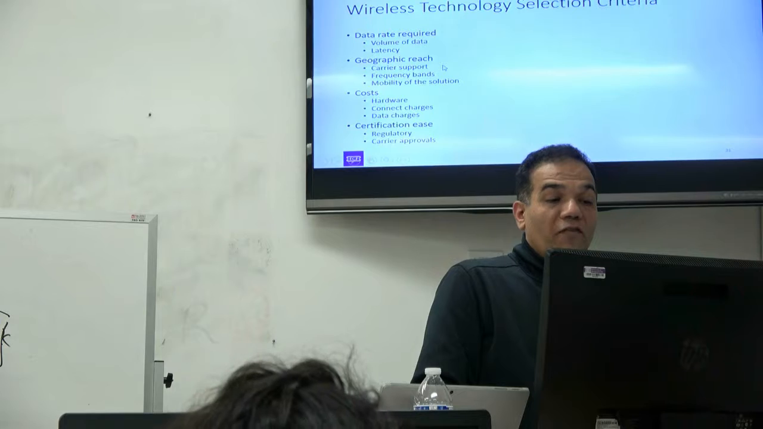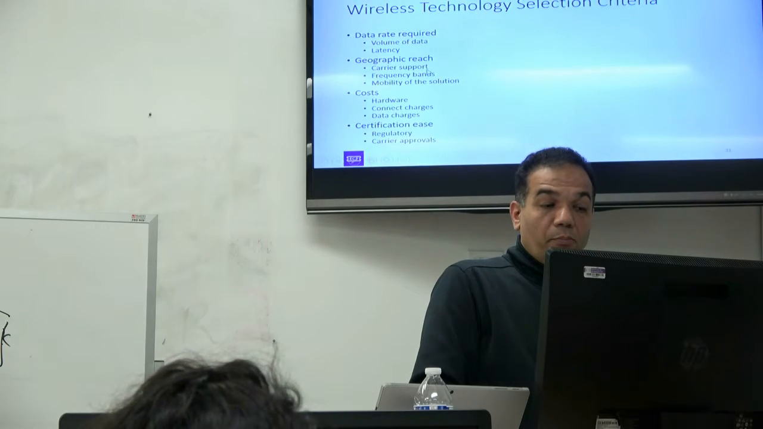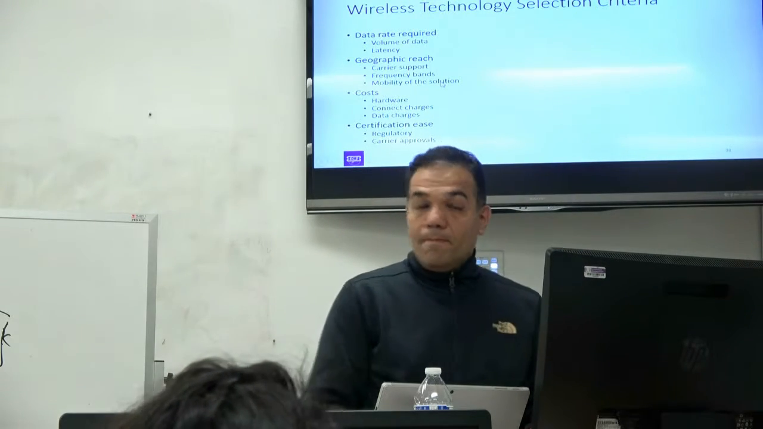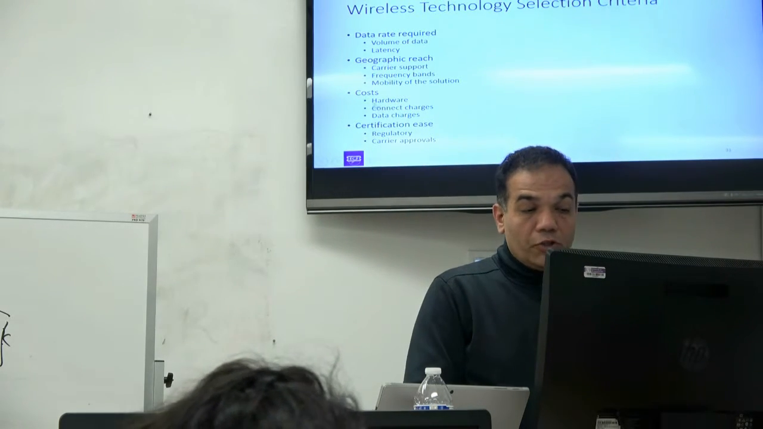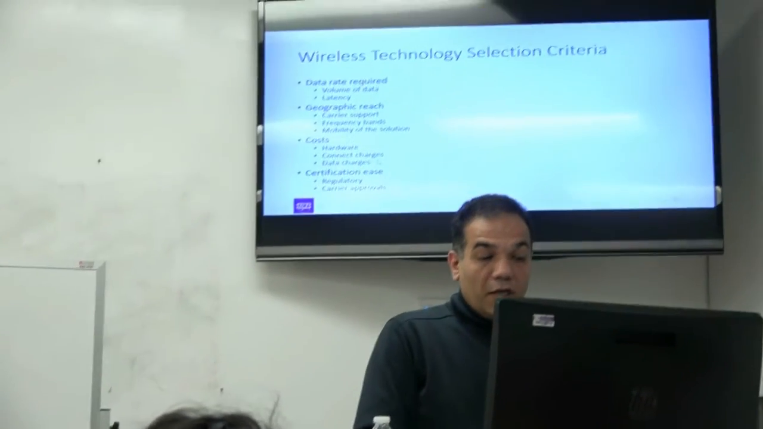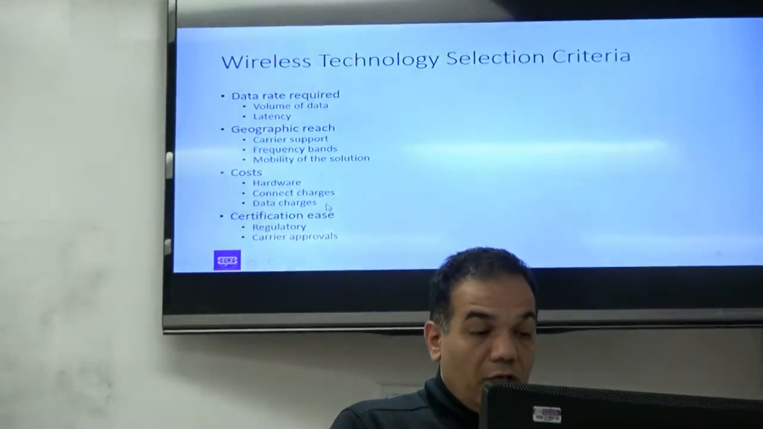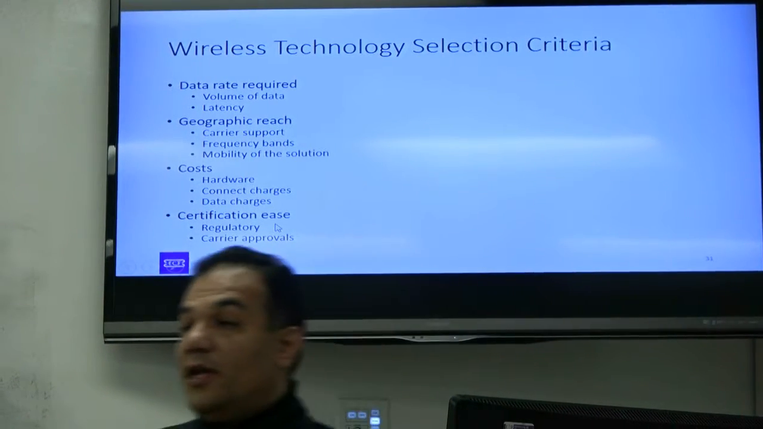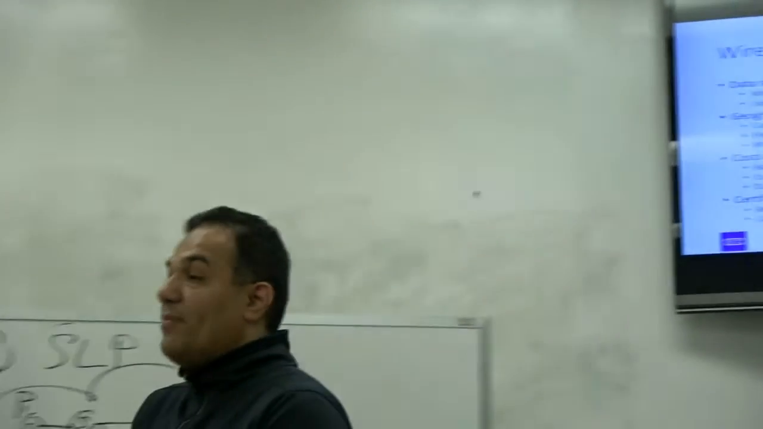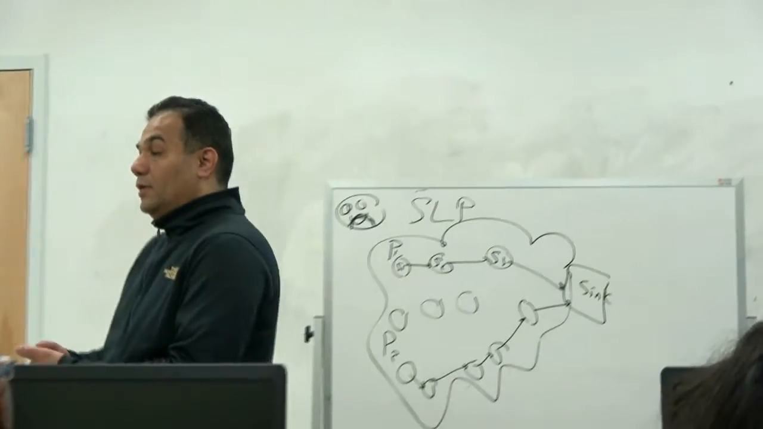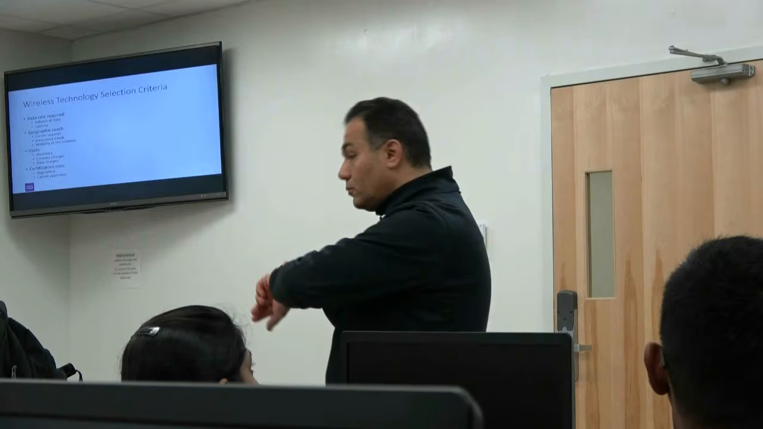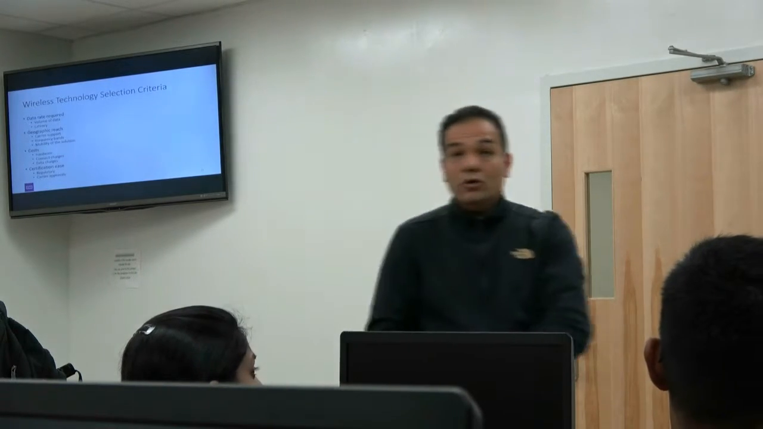Then you talk about geographic reach: carrier support, frequency bands, mobility of the solution. Is it mobile or not mobile? Costs, like hardware, connection charges, data charges, certification ease, regulations, carrier approval. So if you're going to use one of the free bands, that's easy. But if you're going to require a certification for a specific band, that means more time.